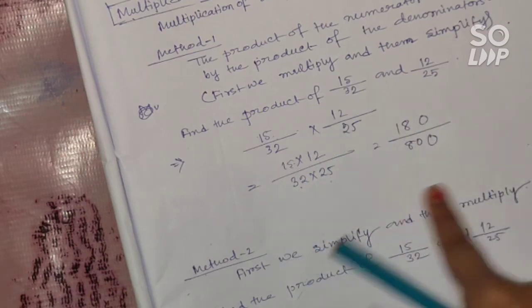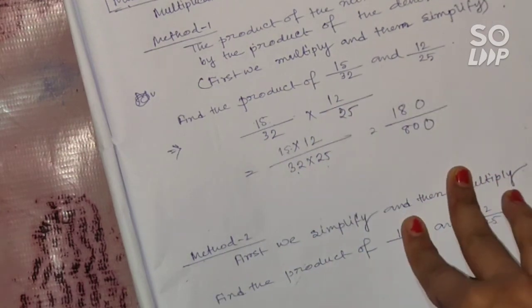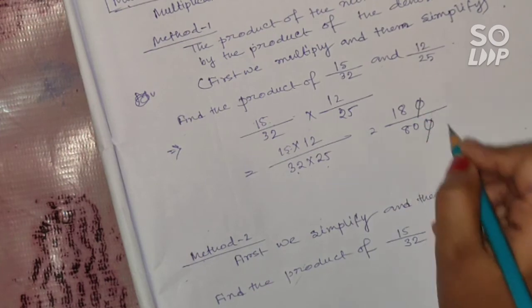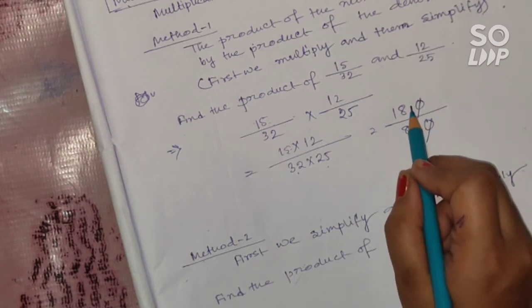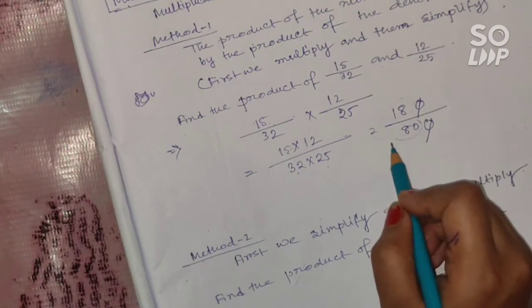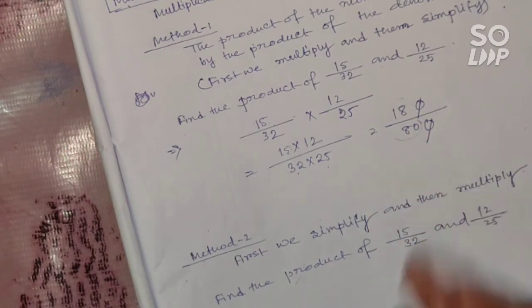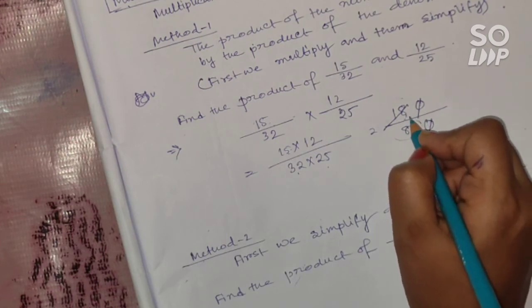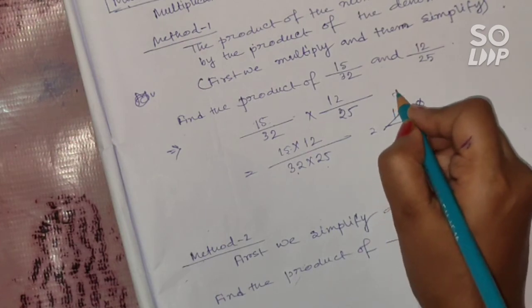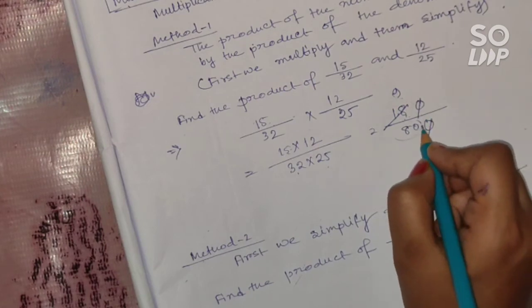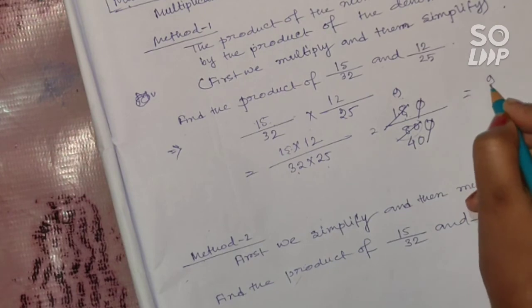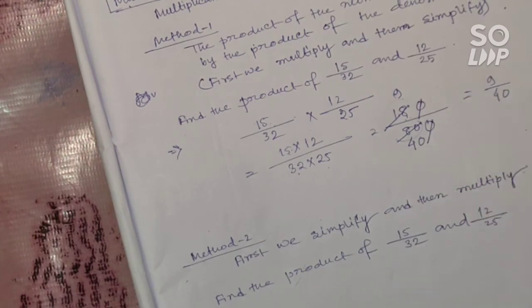So now we will simplify this. That means we have to convert this into simplest form. So we can cancel this 0. Okay, 18 is divisible by 2, 8 is also divisible by 2. So, we can cancel the numerator and denominator both by 2. If you divide 18 by 2, you get 9. You also need to divide 80 by 2, that is 40. So, 9 upon 40, this will be the answer.